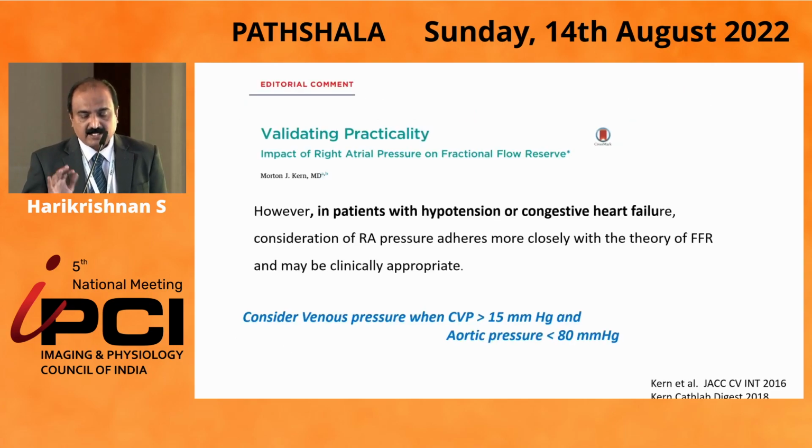So how will you practically do it? Validating practicality, this was an article. You can see that if the patient is hypotensive, or the blood pressure is on the lower side, and the patient is in heart failure, for example, when the CVP is more than 15 and the aortic pressure is less than 80, you have to include the RA pressure also in the formula.